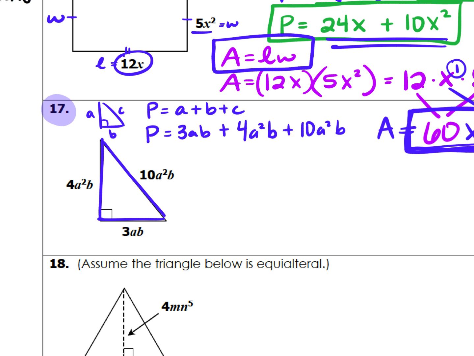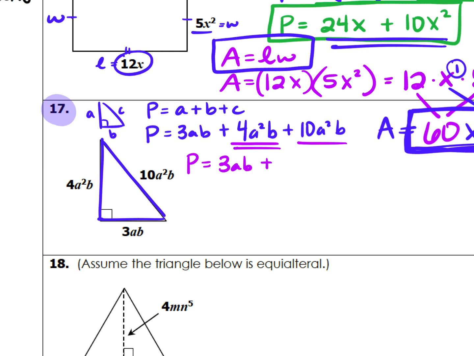The two that are like terms here are these two. You have to have the same variables with the same exponents. This one doesn't have an a squared, so we can't use that one. So the perimeter here is still going to be 3AB, and then we're going to add to that.